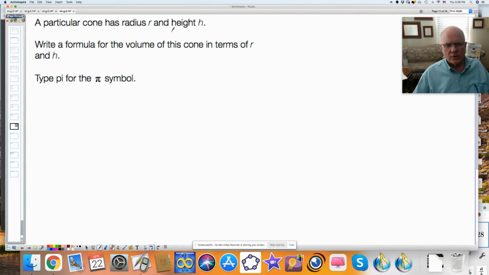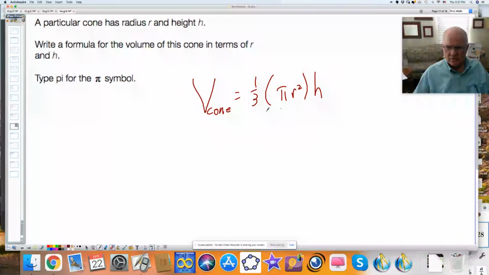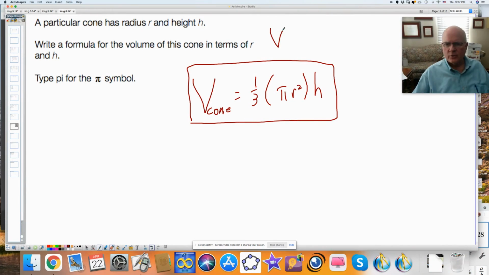A particular cone. Write the formula for the volume of a cone. The volume of a cone is 1/3 times the area of the base, which is pi r squared, times its height. So this would be the formula. How did I get that? I used my basic formula, 1/3 the base times the height. This is the starting point for all of my cones or pyramids.